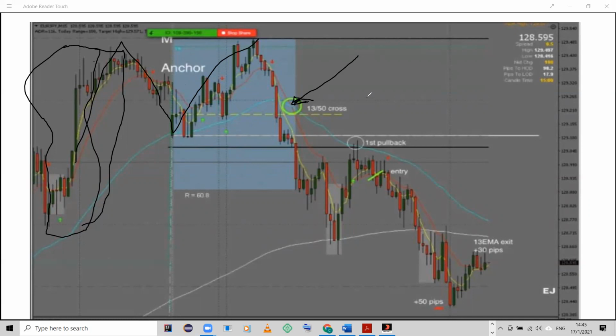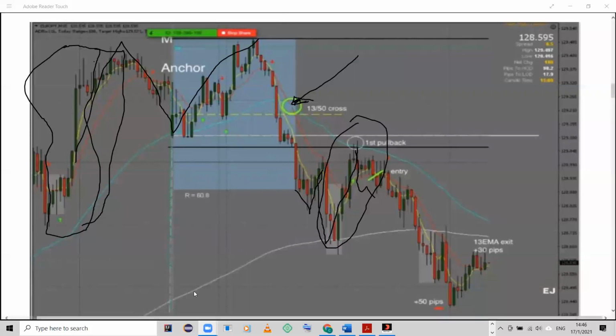Lovely, isn't it? The third one now, as we said, price gets out of here, gives us this formation, then bounces off the 200. Then what we're looking for is this move here, this pullback, the first pullback to the 50 EMA after the 13 and the 50 cross, and after the anchor has been formed. That's what we're looking for. Let me show it to you.